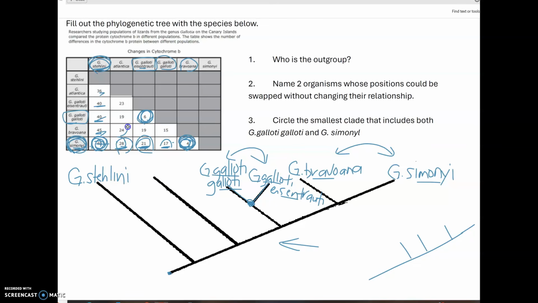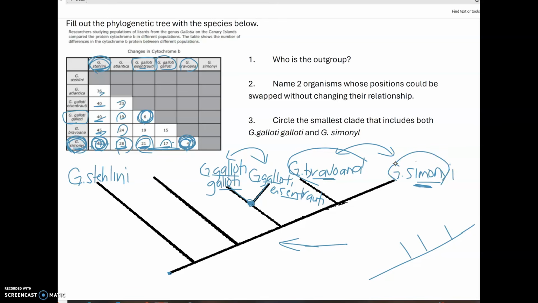And then Atlantica, it kind of falls in between, right? It has more differences, 28, in comparison to the ones that are here. Again, we're kind of working our way backwards. So I would compare everything to these guys to figure out their placement.